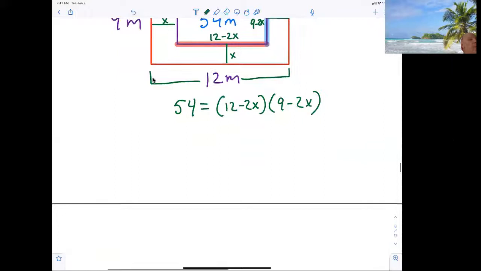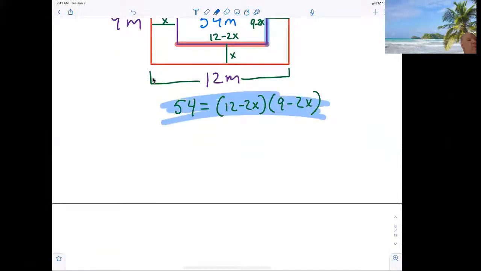All right, now that we know that, I need everybody to say, I'm pretty confident I can multiply that out, subtract 54, factor, set the factors equal to 0, and solve that. That's what you're supposed to be able to say. So tonight, what do I want you to do? Try to finish that out now that I showed you.